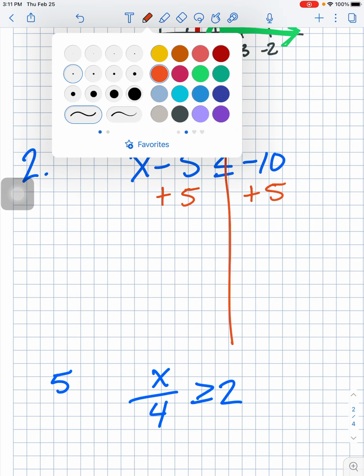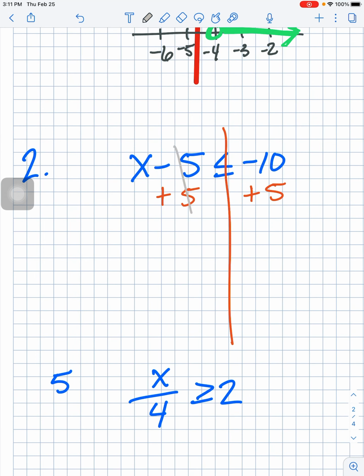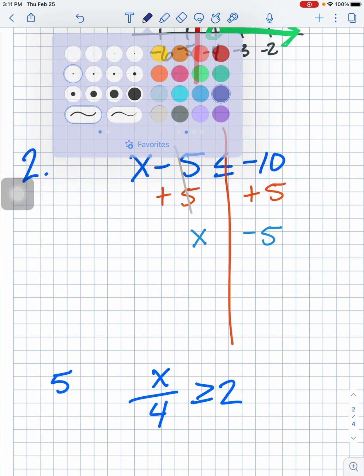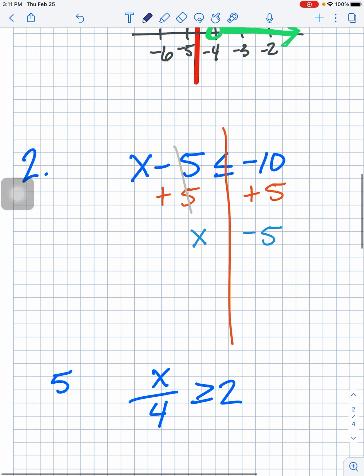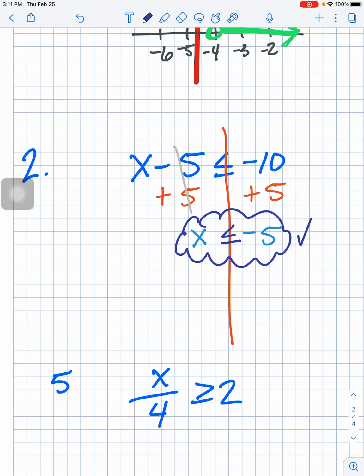And when I do that, negative 5 plus 5 becomes 0. And so that leaves me with just plain x on this side. And negative 10 plus 5 is negative 5. And then I have to ask myself, did I multiply or divide by a negative? Nope, I just added. So I'm going to leave the inequality the same. My answer is completed. So I solved. Now I need to graph it. So I'm going to draw a number line.